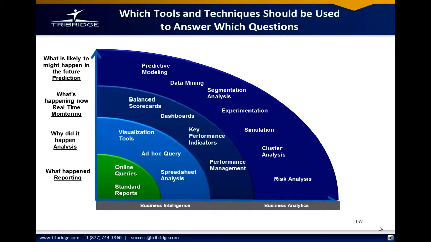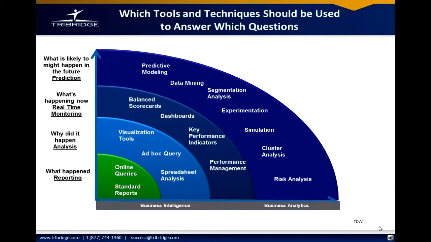What happened is generally answered by online queries and standard reports. So if we have a CRM and/or ERP system, in general, we would use reporting to answer those questions. When we ask why did it happen, now we're really getting into spreadsheet analysis and visualization tools, ad hoc queries, trying to understand some of the root causes behind what's going on. Those are generally the realm of business intelligence, and although it does get into the what's happening now types of questions for real-time monitoring, this is where we're going to use balanced scorecards, dashboards, key performance indicators, and some performance management techniques.